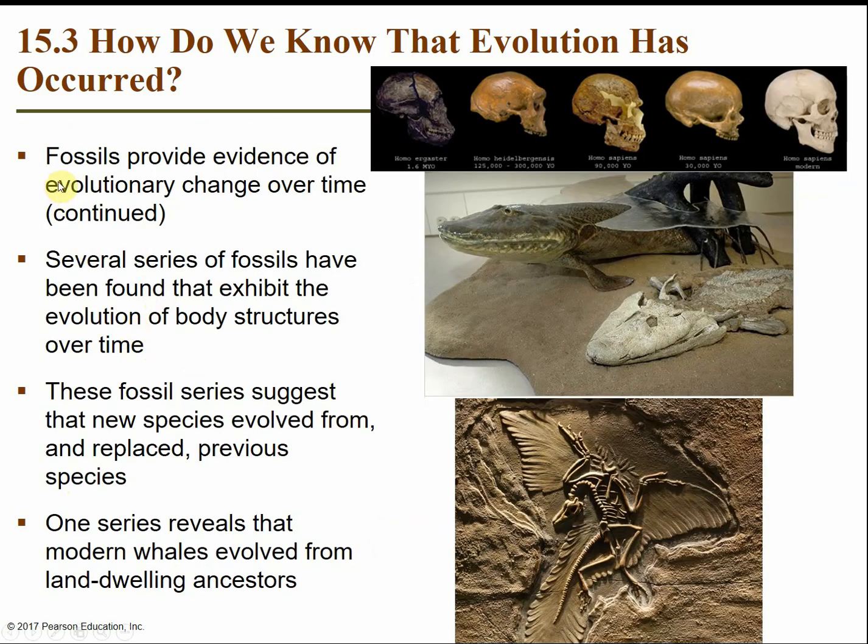Right, so looking at fossils again, we said fossils just provide that tangible evidence of this evolutionary change over time. So there have been several series of fossils found that exhibit evolution of body structures over time. So we can see this progression of species, this transition from different types of organisms, suggesting that new species have evolved from and ultimately replaced these previous species.